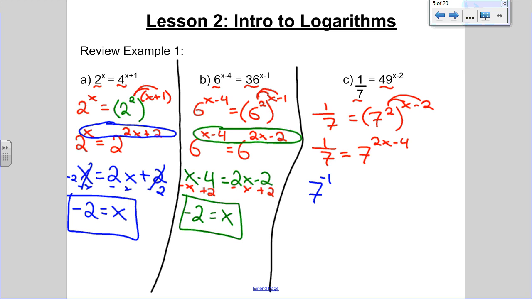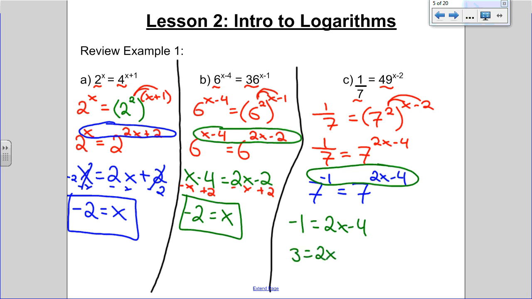And then at that point, we can focus in on just the exponents. But not until the bases are the exact same. They got to look the exact same. So negative 1 equals 2x minus 4. I'm going to add 4 to both sides. 3 equals 2x. I'm going to divide both sides by 2.